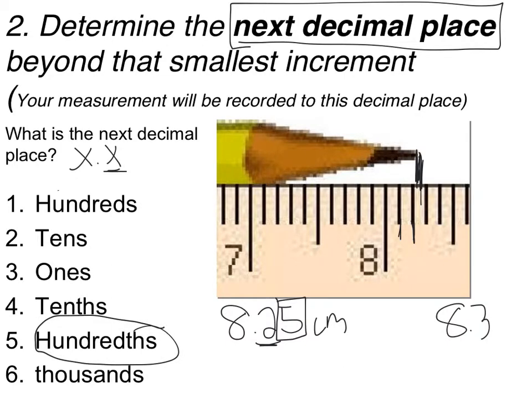Just as a quick refresher, if we talk about our placeholders, we have our ones place here. This is tenths, hundredths, thousandths, ten-thousandths. So if you ever find something to have a smallest increment of thousandths, you would estimate then to the ten-thousandths. If something has a smallest increment of ones, you would estimate to the tenths. So you always just find your increment, go one place value further to the right.